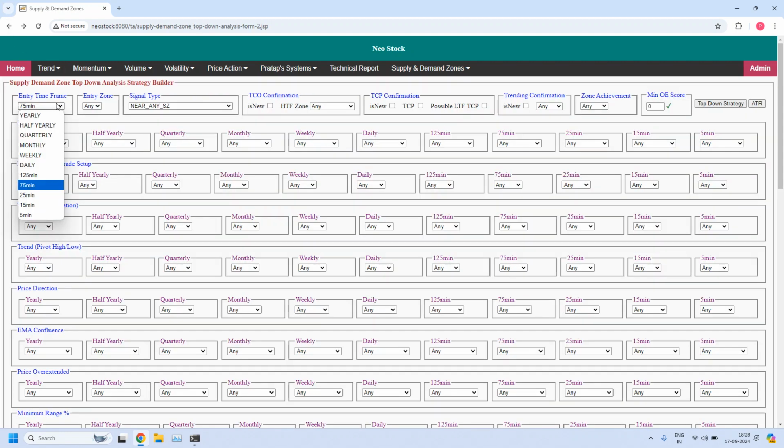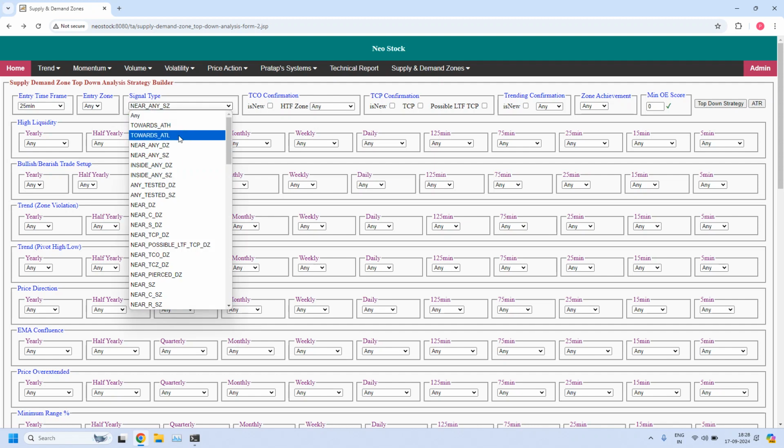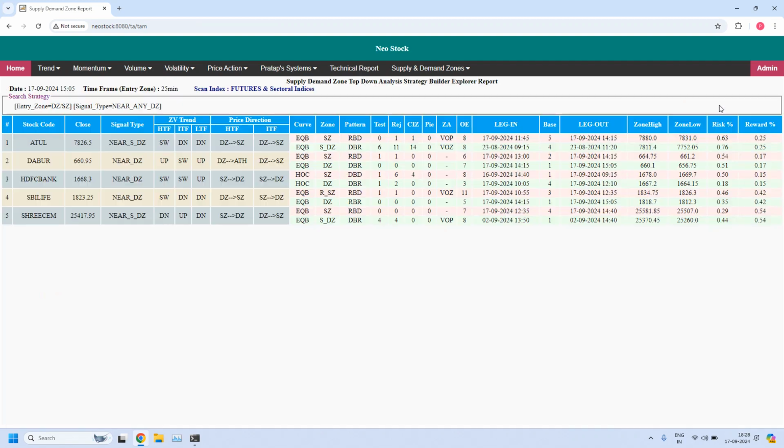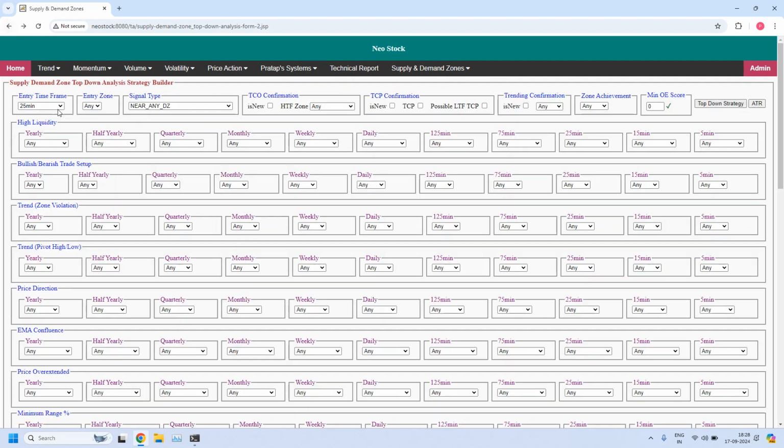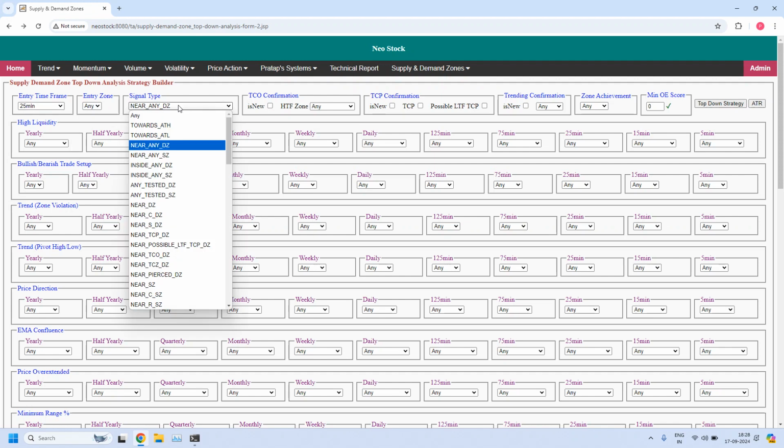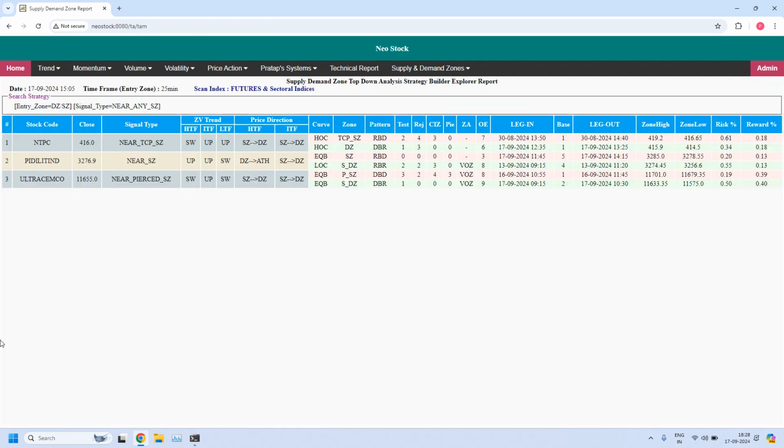Okay, the next time frame is 25 minutes. Let us find the stocks near 25 minutes demand zone. 5 stocks are filtered. Next, from 25 minutes time frame, let us find the stocks near 25 minutes supply zone. 3 stocks are filtered.